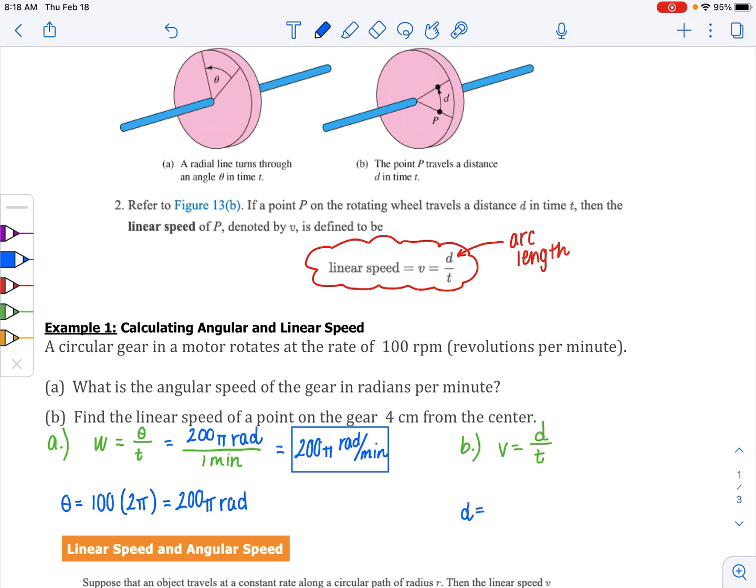equals our radius times your angle in the middle.